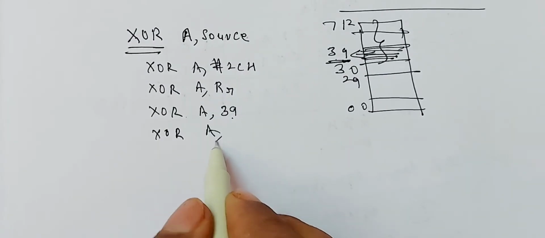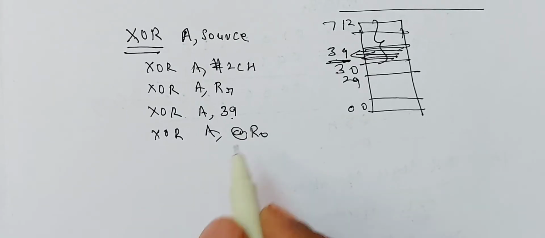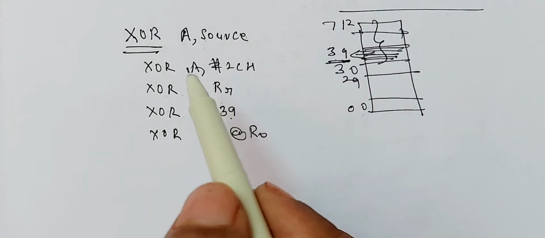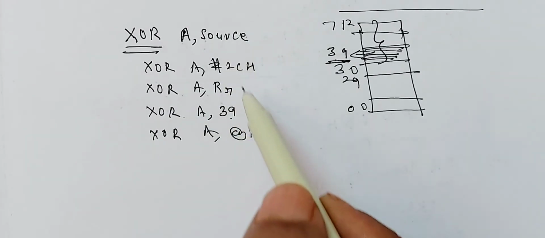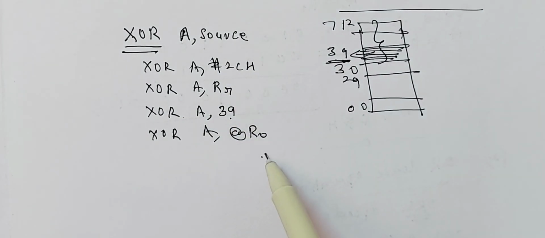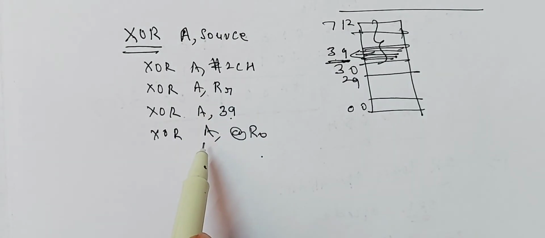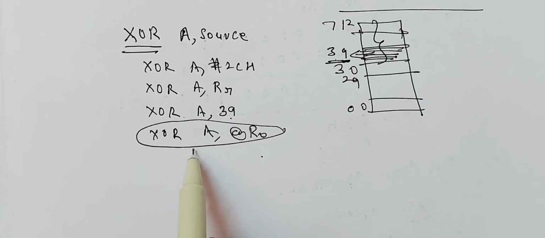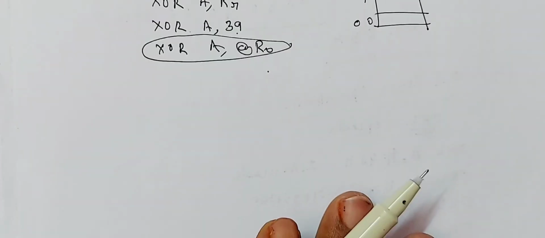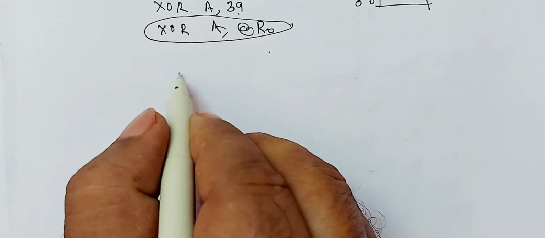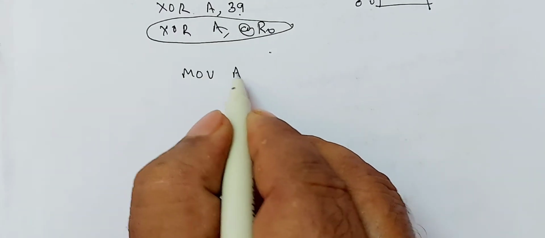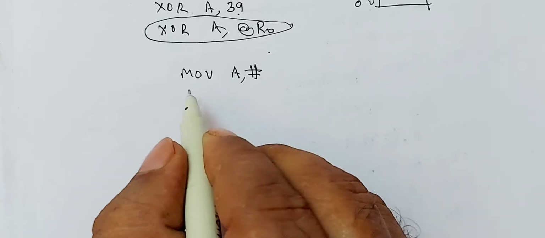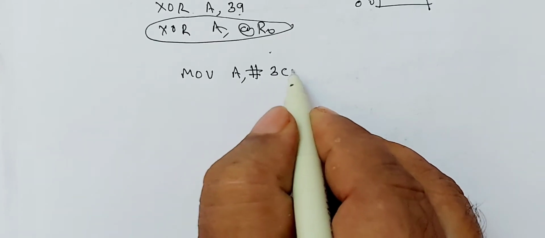XOR A comma at R0, indirect addressing mode. So the exclusive OR gate can be applied for all 4 types of addressing mode, but it should be noted that the destination must be the register A only and the final result is always stored in the register A only. I will give you some examples. I will explain this one. XOR A comma at R0, indirect address. First, I will load some value to A. So by giving the instruction, MOV A comma hash 3CH.